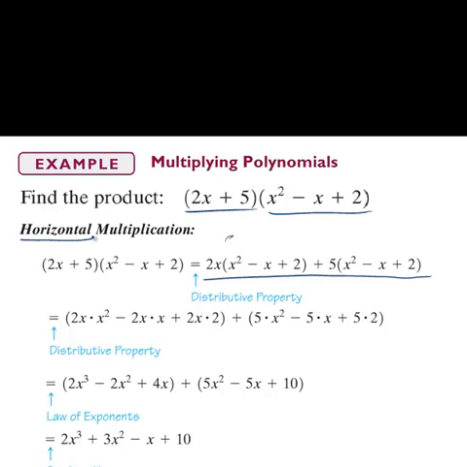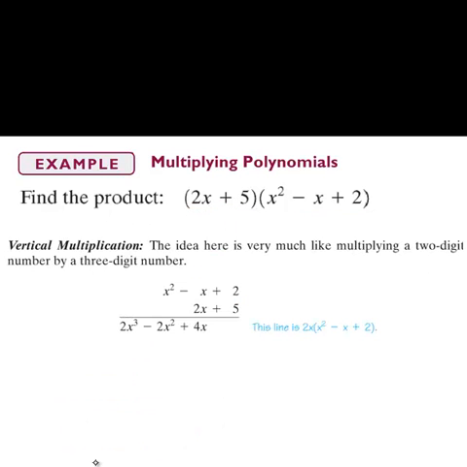Now, we were using the horizontal multiplication method, but you could also use a vertical multiplication method as well, where you take maybe the larger polynomial times the smaller polynomial in vertical format like this, and then you just start multiplying like you do with multi-digit numbers, starting off with the 2x times the x squared minus x plus 2 to give you the first line.